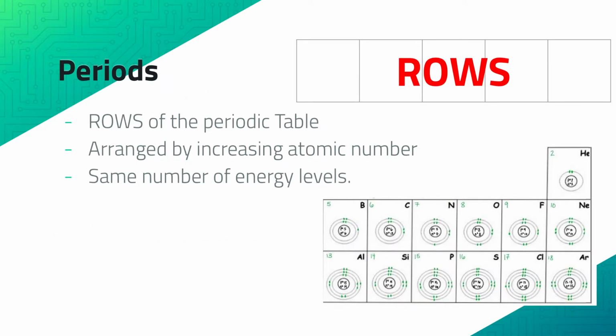So the periods on the periodic table are the rows. They're arranged by increasing atomic number, and they have the same number of energy levels. So boron has the same number of energy levels as fluorine, even though fluorine has more protons than boron, because in the same row, it's the same energy level.